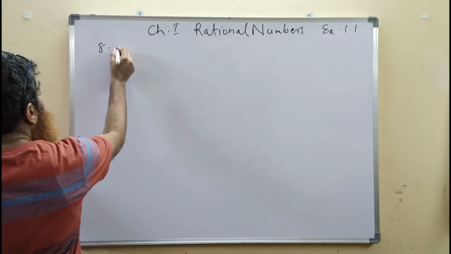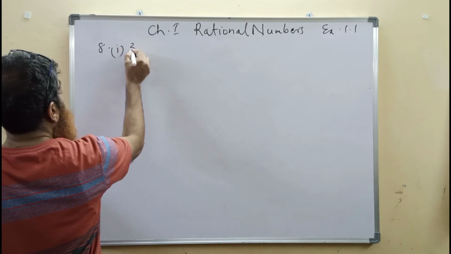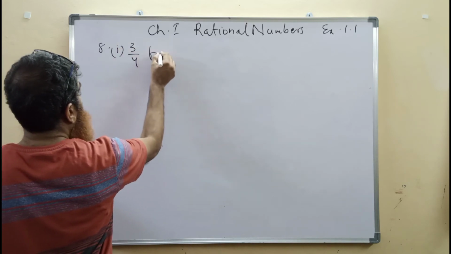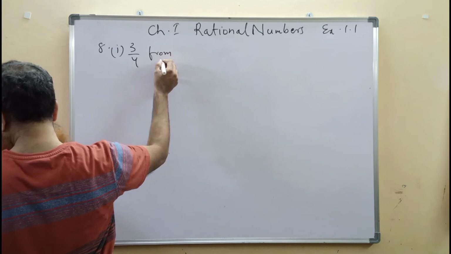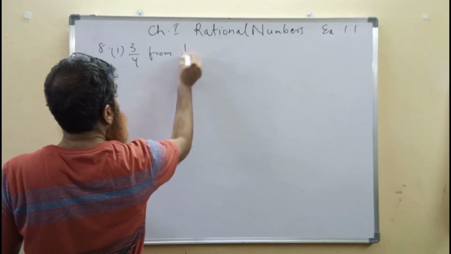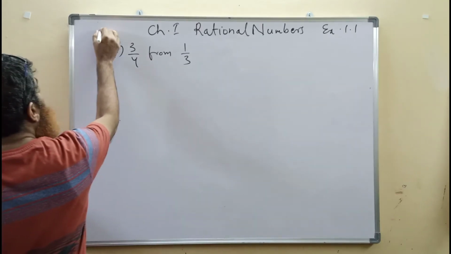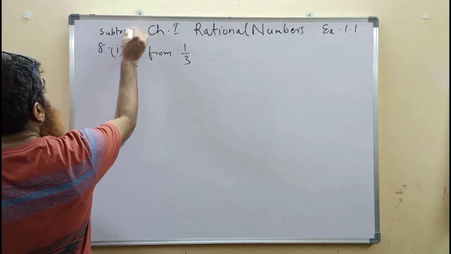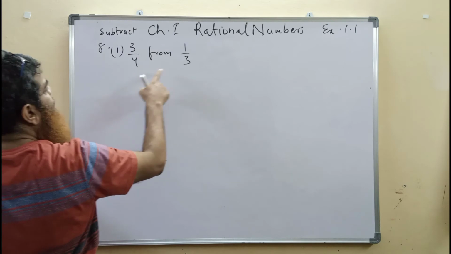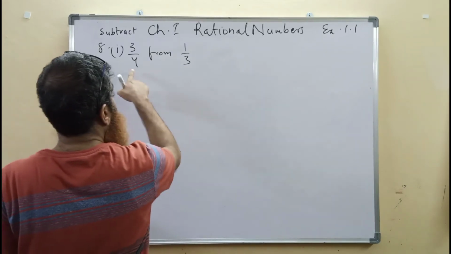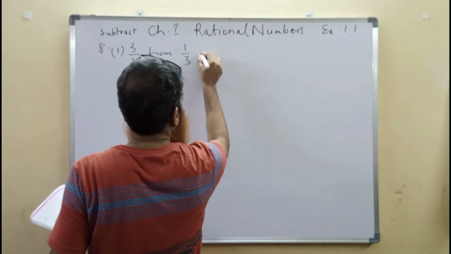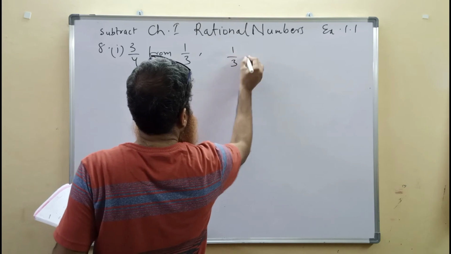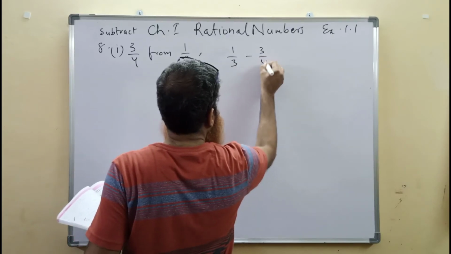Subtract 3 by 4, first bit. Subtract 3 by 4 from 1 by 3. So we need to subtract 3 by 4 from 1 by 3. That is 1 by 3 minus 3 by 4.